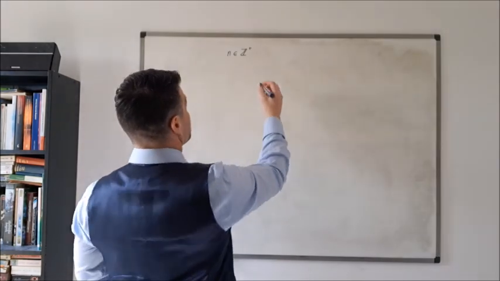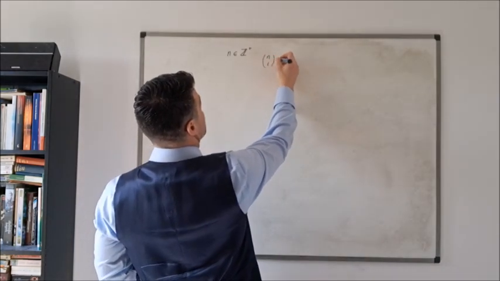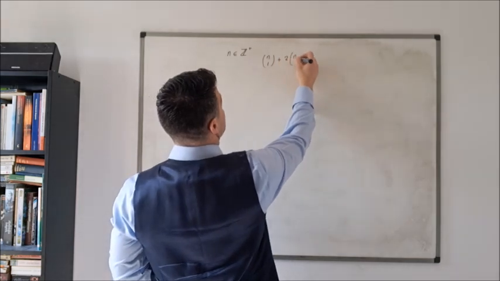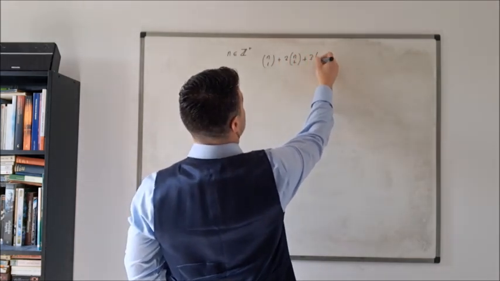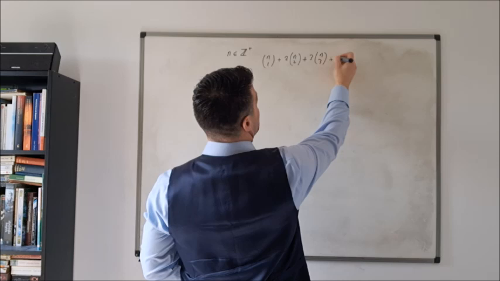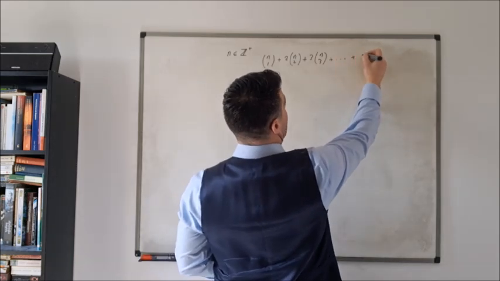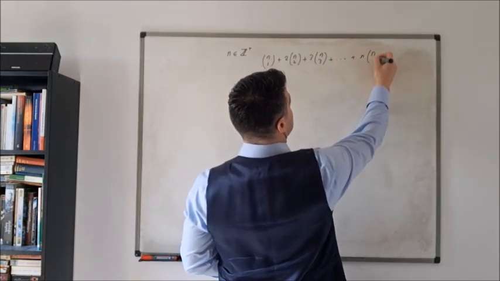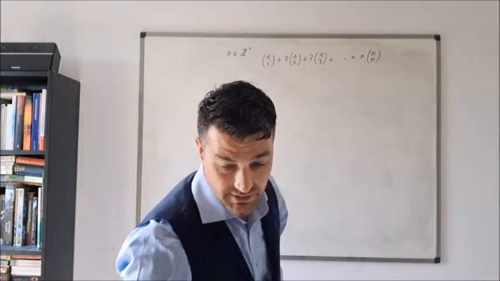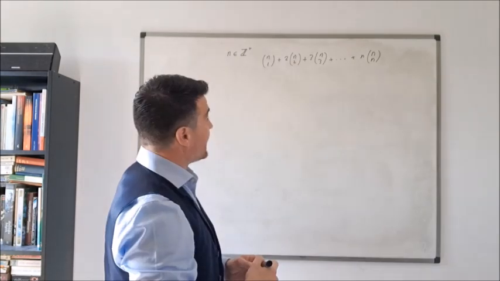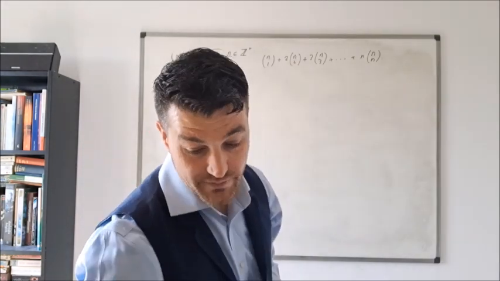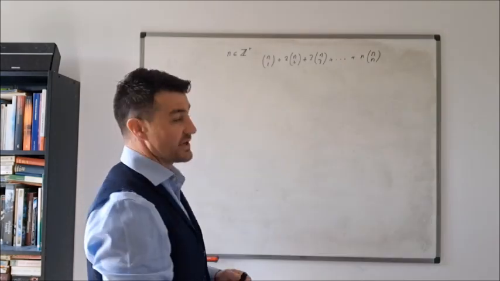So it's n choose 1 plus twice n choose 2 plus 3 times n choose 3 up to n times n choose n. I think that's right. Yeah. And there is a hint. It says you may wish to start with the binomial theorem.